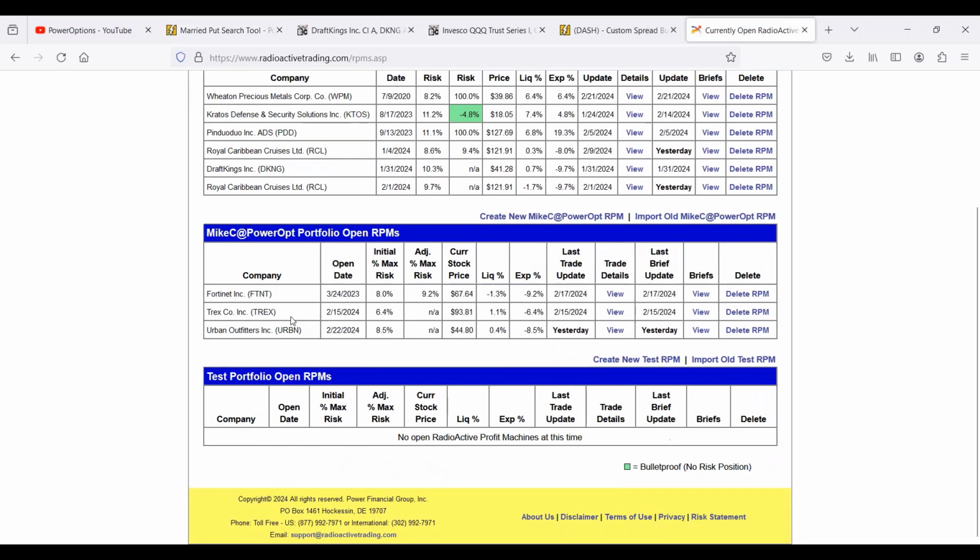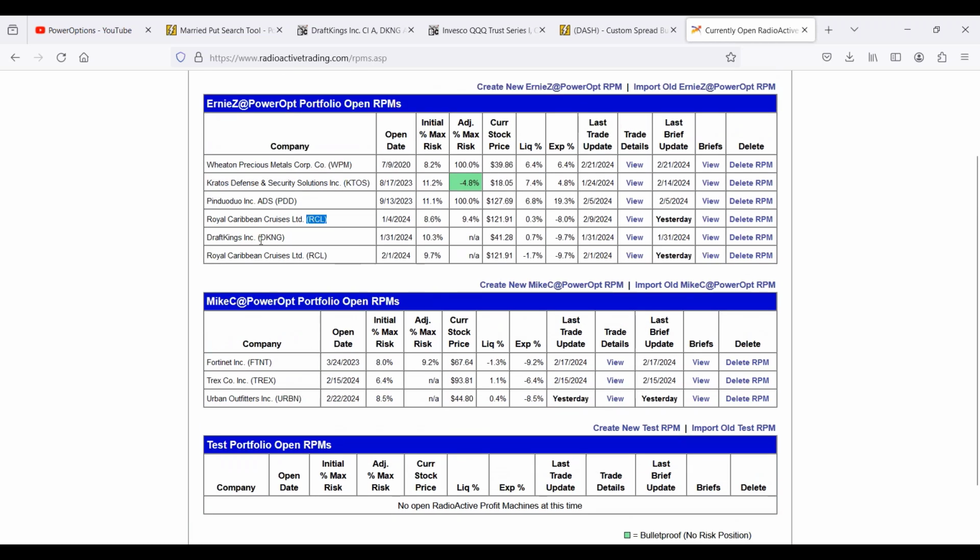Ernie has about 6 positions open. As I mentioned, I have the 3, Fortinet, TREX, and Urban, and I'm going to open 2 or 3 more in the next month or so, probably the next 3 weeks or less. And I'll probably end up with about 6 open as well. These came directly from the search. Fortinet, TREX, URBN, Royal Caribbean, there's the DraftKings position.